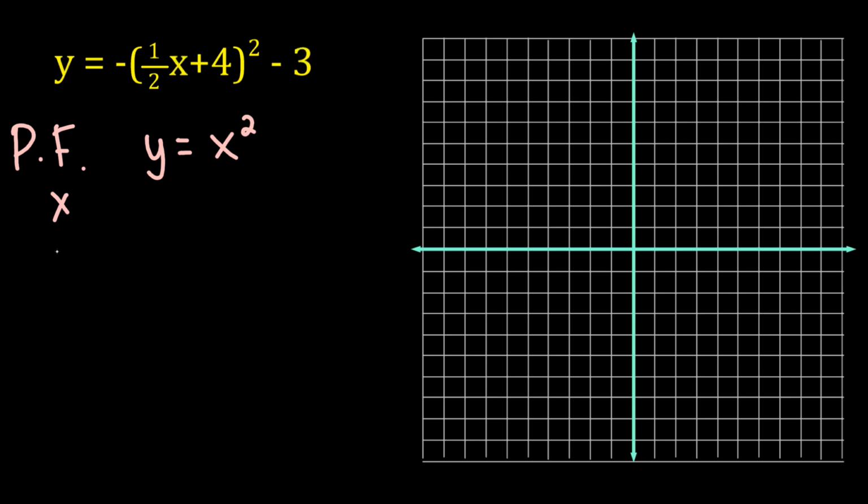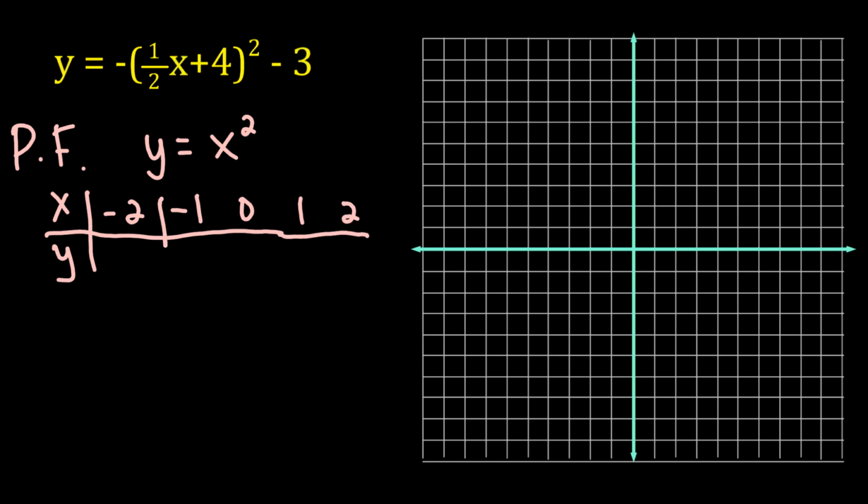I'm going to make a table just like we did on the other ones. We'll do an xy table. We'll do -2, -1, 0, 1, and 2. And I choose those numbers because that's where the center of this parabola is going to be, the vertex of the parabola.